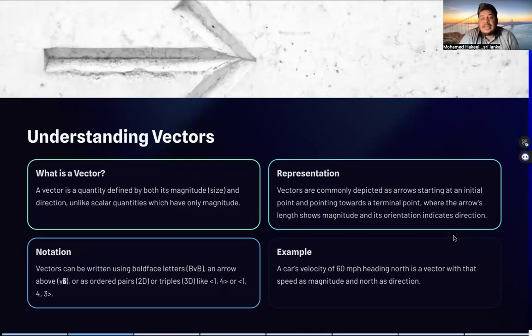Representation. Vectors are commonly depicted as arrows starting at an initial point and pointing towards a terminal point, where the arrow's length shows magnitude and its orientation indicates direction. Notation. Vectors can be written using bold letters, an arrow above, or as ordered pairs (2D) or triples (3D). Example: a car's velocity of 60 km per hour heading north is a vector with that speed as magnitude and north as direction.